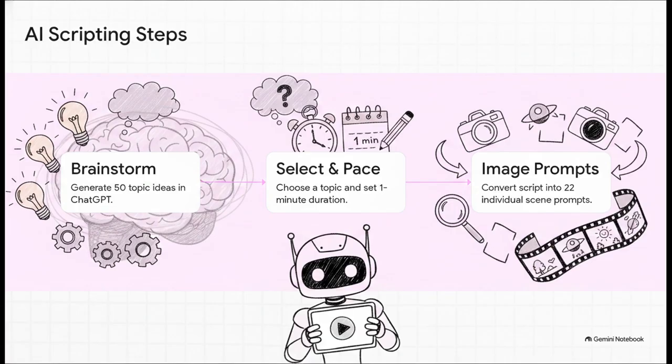And step 3, this is the real magic trick. You open a new chat and ask the AI to convert that entire script into individual, scene-by-scene visual prompts. In our case, it seamlessly broke down a 1-minute script into 22 highly detailed image prompts, ready to go.